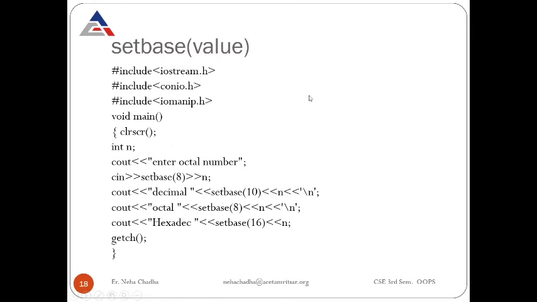Then there is setbase. Similarly, if you have set the base value as 8, you want to convert it into decimal. You know, when you convert any value into decimal, you have to set the base as 10. If you set it here, you will get the same values as setbase 8. Here, if you want to set base as 16, you will get your hexadecimal value. Fine. In this way, you can convert your values of hexadecimal, octal, and decimal into any form.